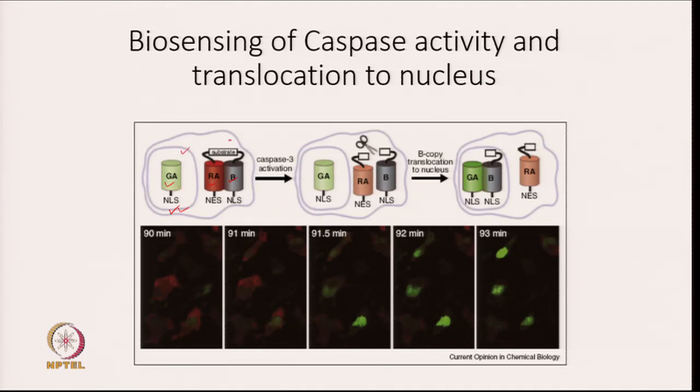So, this part is nucleus, this part is cytoplasm. It is going from cytoplasm to nucleus, and when it does, it fluoresces green. That is what you can see here: 90 minute, 91 minute, 91.5, 92, 93. You can see that the color is changing, the green one is becoming more prominent. If caspase is not active, then it will not cut and you will not see this kind of image.